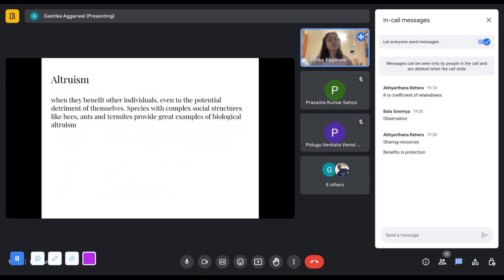So there are these different kinds of behaviors that are observed out there, and some of them are harmonious, some of them are inharmonious, but it depends on what you're looking at and how you want to study them.